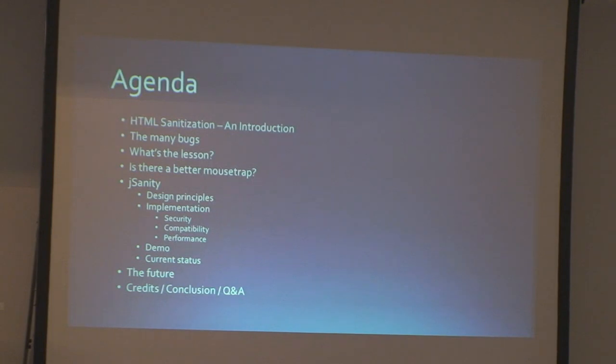So what are we going to talk about today? This is about HTML sanitization, of course. We'll define exactly what's in scope as being considered HTML sanitization. We'll talk about a number of different sanitization bugs that we've seen as examples and try to determine some lessons from seeing those. Think about whether there may be a better mousetrap based on the sanitization approaches that we have today. I was pondering that myself, and I built a little research project I've been calling JSanity, which is yet another sanitizer. It's a client-side sanitizer based on browser primitives. We'll talk about what the design principles are for that, how it's implemented, do a little demo, and talk about the future and wrap up.